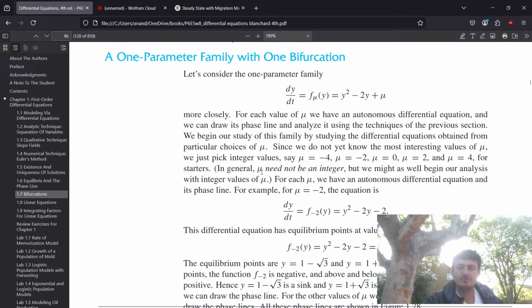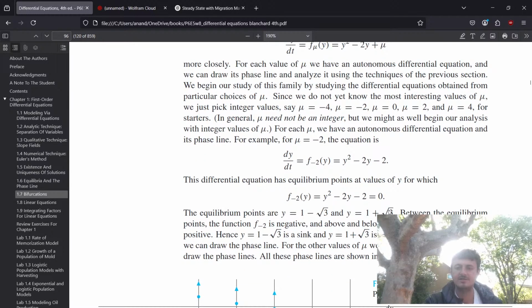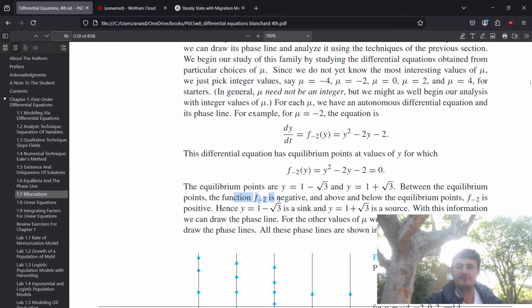In general, mu need not be an integer. Okay, fine. For each mu, we have an ADE and its phase line. So if we started off with y squared minus 2y minus 2, we get these equilibrium points, and between the equilibrium points, we get f sub mu, the function.